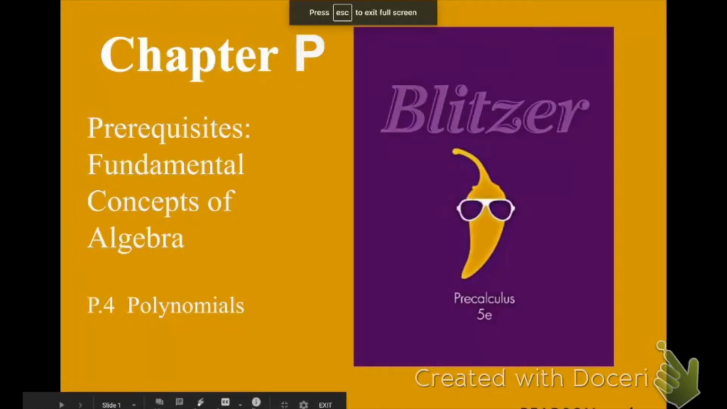Precalculus, lesson P.4 over polynomials. In this lesson, we're going to be talking about the definition of a polynomial, their different components, and also operations with polynomials, in this case, addition, subtraction, and multiplication.